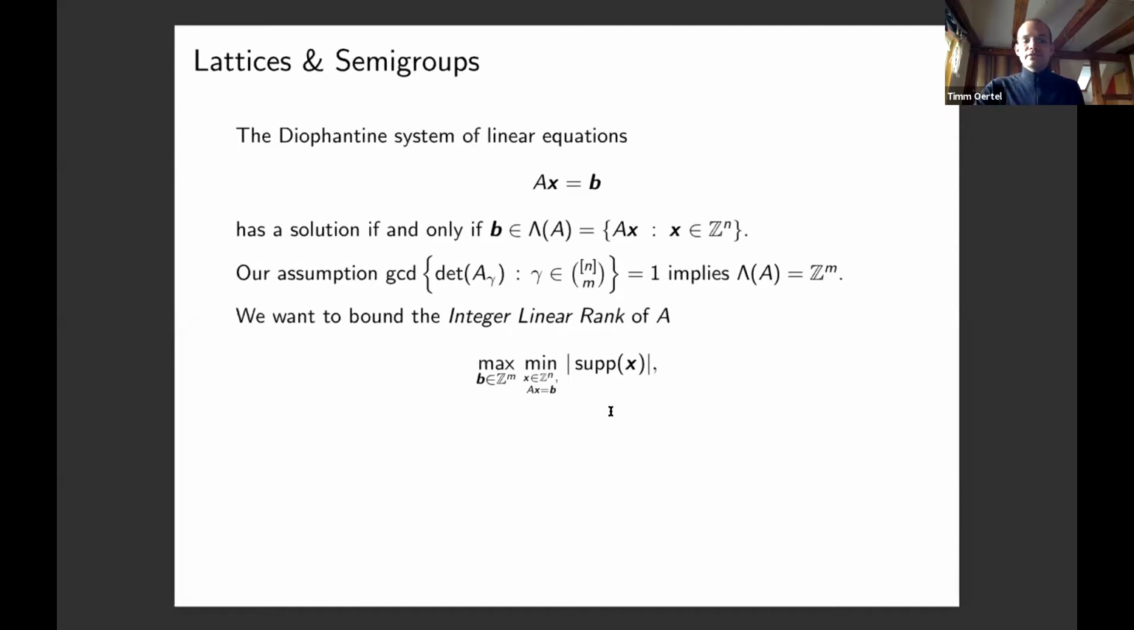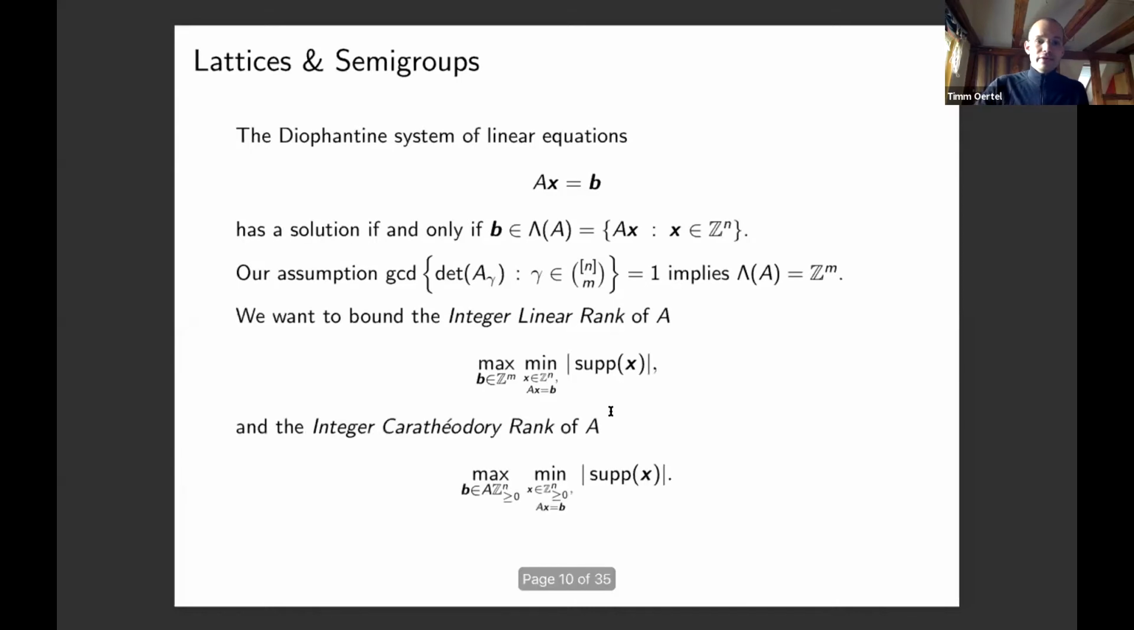And very similar to the integer linear rank, I also want to study the integer Carathéodory rank of A. And that is just the same as above, just with additional positivity constraints. In this talk, I want to give two, in my opinion, quite nice bounds for both of these ranks. The first one is of very algebraic nature, and the second one uses some more geometric arguments. And in the very end, I'll give a few comments on complexity questions.